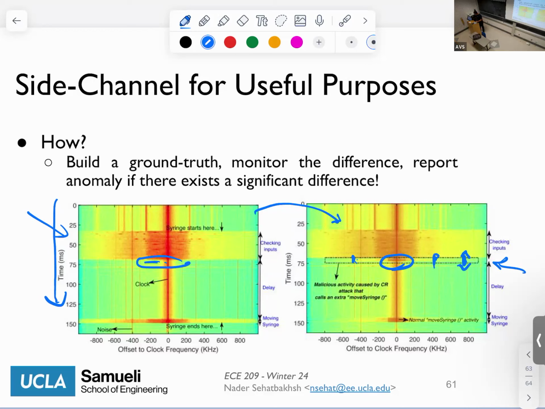But here what we did was we did a buffer overflow, and we showed that by just looking at these side channel signals, I can detect the difference and say that, oh, the buffer overflow is happening at this time of running this application. Okay, so side channels could actually be used for useful purposes as well. It's not just a completely negative thing.